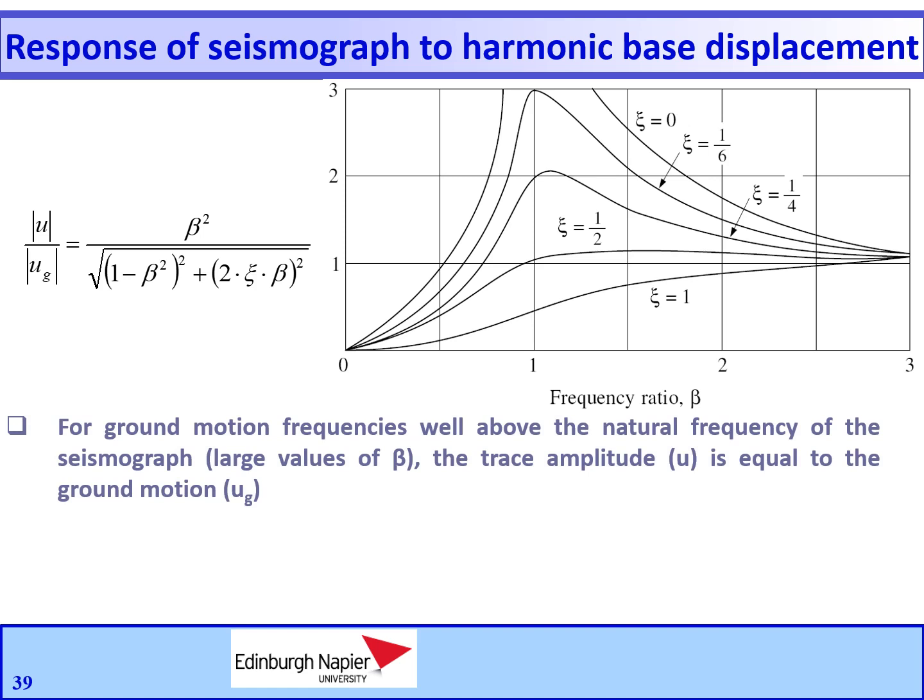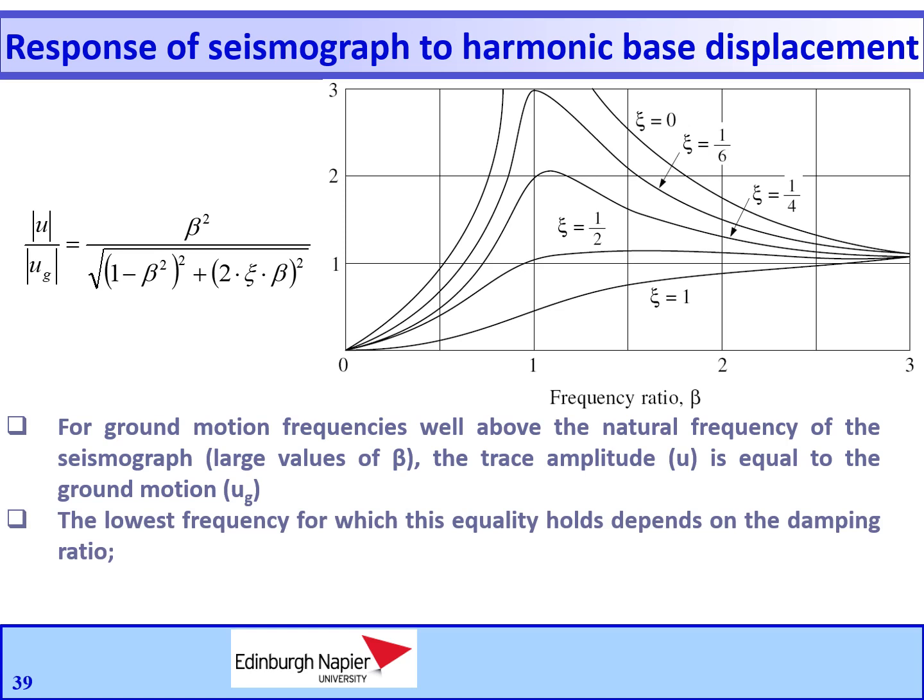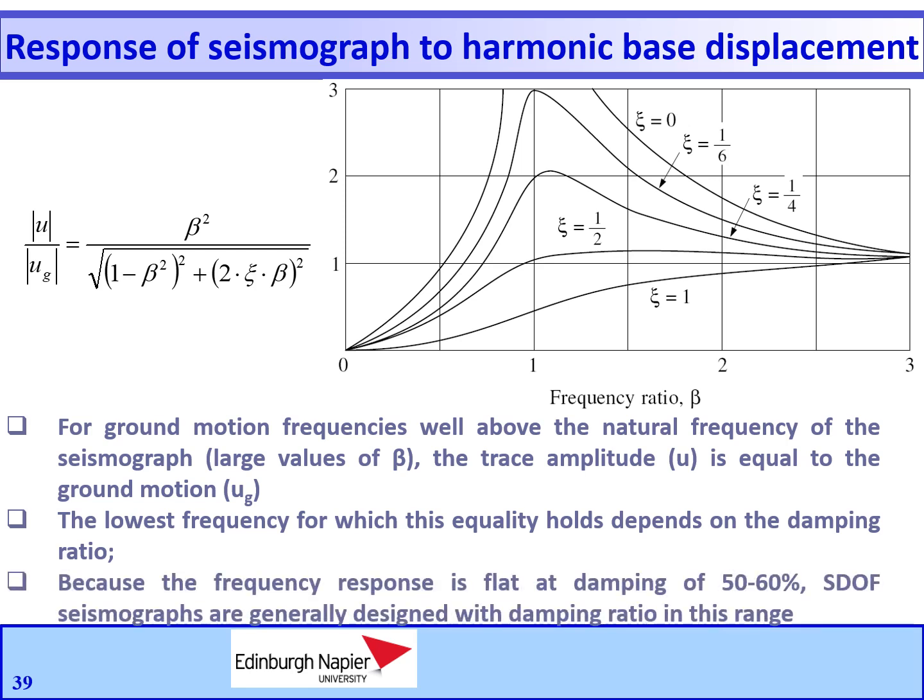For ground motion frequencies well above the natural frequency of the seismograph, meaning we are at large values of beta, the trace amplitude u is equal to the ground motion ug. The lowest frequency for which this equality holds depends on the damping ratio. Because the frequency response is flat at damping of 50 to 60%, single degree of freedom seismographs are generally designed with a damping ratio in this range.